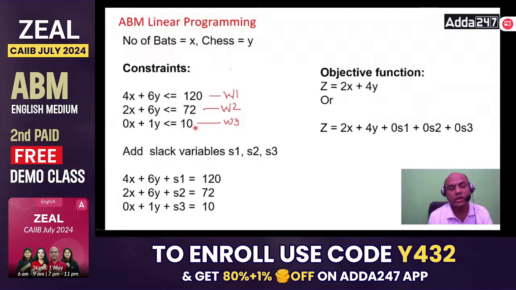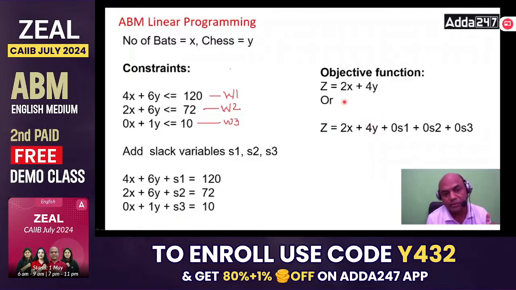Now what do we do over here in this simplex method? See here, again I am telling you, we won't solve this. I'll just give you how we write the equations. Because in exam they'll ask you to write the equations, only write the equations. Whenever you have less than or equal to, add a slack variable, S1, S2, S3. Look at this. 4x plus 6y plus S1 equals 120. Plus S2 equals 72. Look at this second one. And similarly S3, 10.